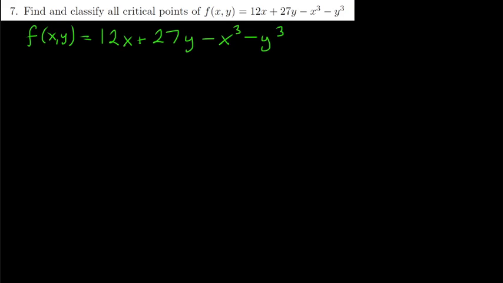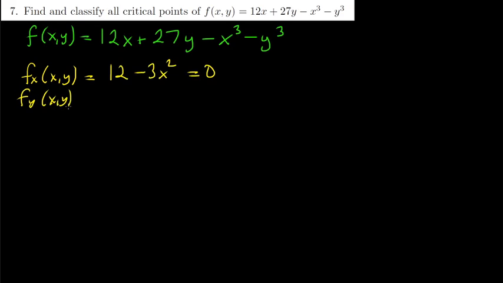Okay, number 7. Find and classify all critical points of the function f of x, y equals 12x plus 27y minus x cubed minus y cubed. Okay, so critical points are where the partial derivatives are equal to 0 or where they don't exist, but that's not an issue here. So the x partial is just 12 minus 3x squared. So set that equal to 0. And then the y partial is going to be 27 minus 3y squared equals 0.